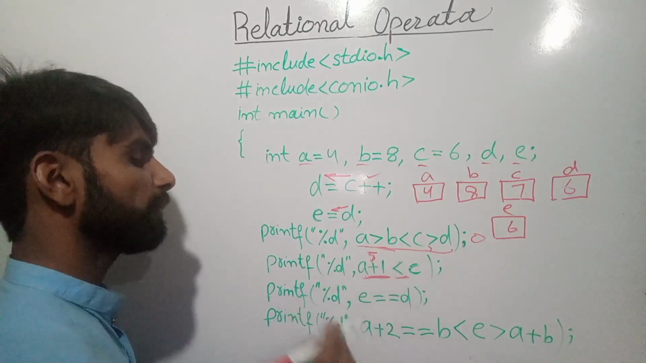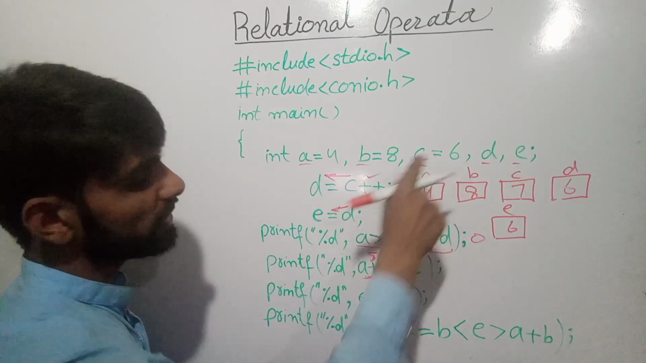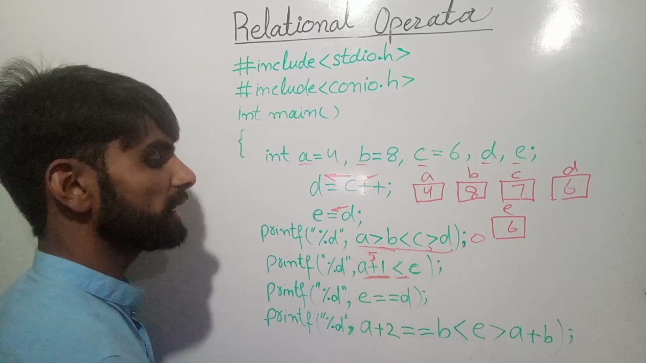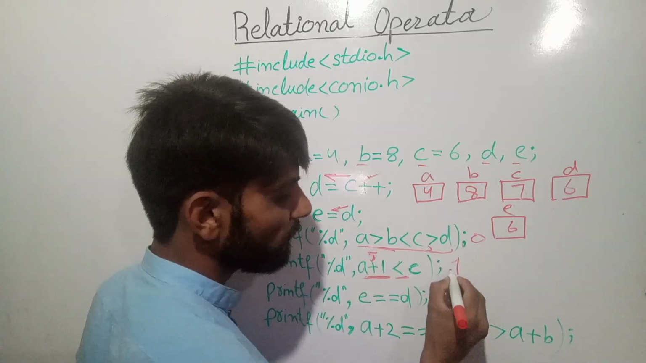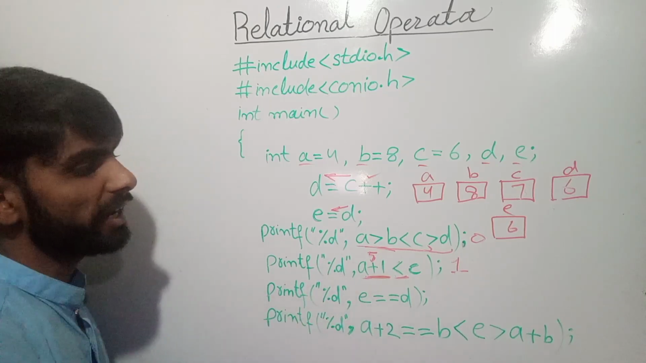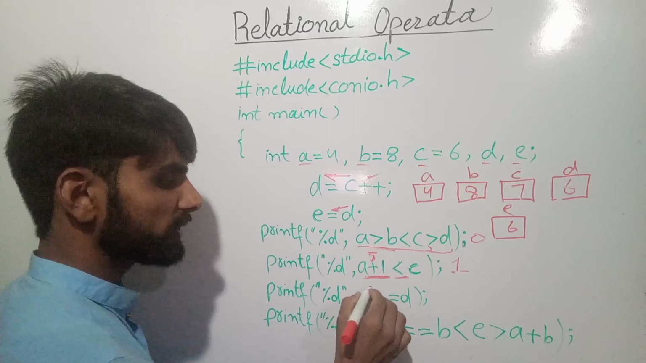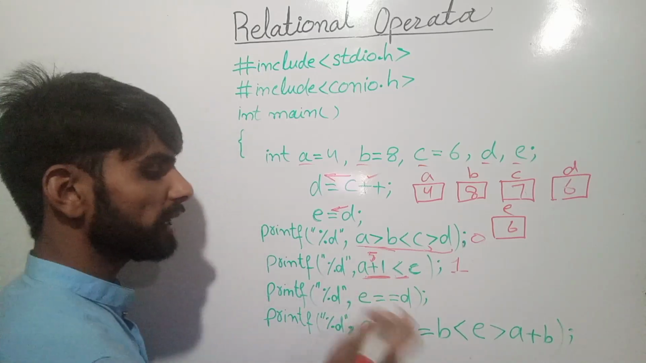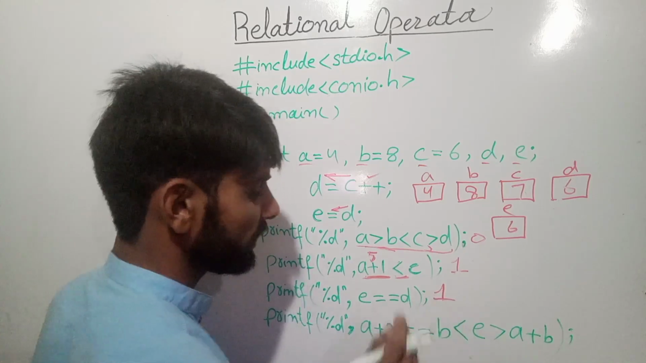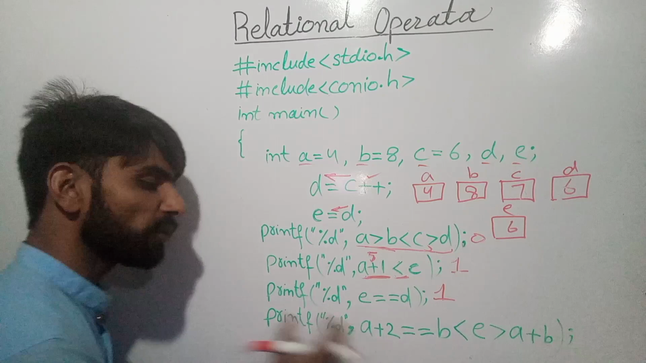Because a is 4 and plus 1, 5 is less than c, which is 6. 5 less than 6 is a true condition, so in this case we will get 1, right? And the next statement is that e is equal to d. E is 6 and d is also 6, so 6 is equal to 6, and that's why we'll get 1, because this is a true condition. Now we'll see the fourth statement.